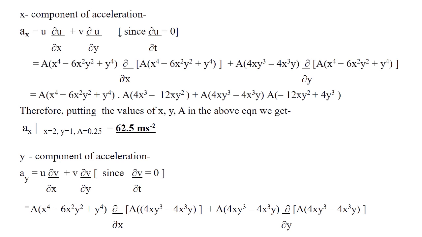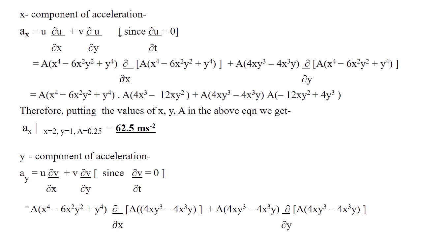Okay, so now we will put the values of x, y and a, which are for x we will take x equal to 2, y is equal to 1, a is equal to 0.25. So after putting these values in this equation we will get x component of acceleration as 62.5 meter per second square, and in the similar way we will find the y component of acceleration.